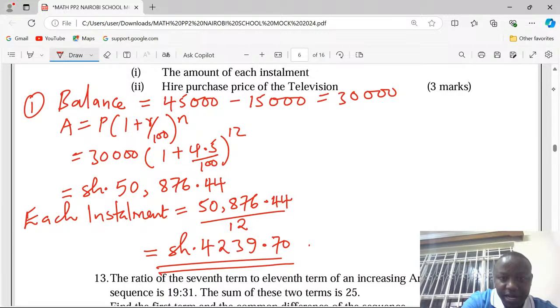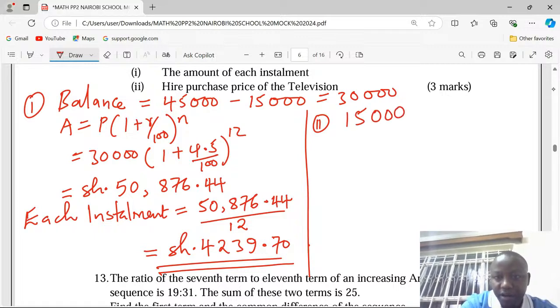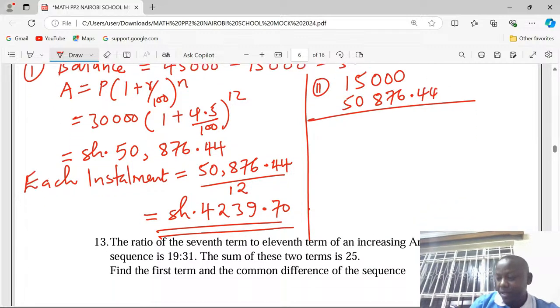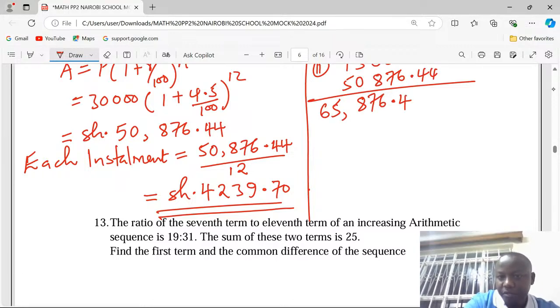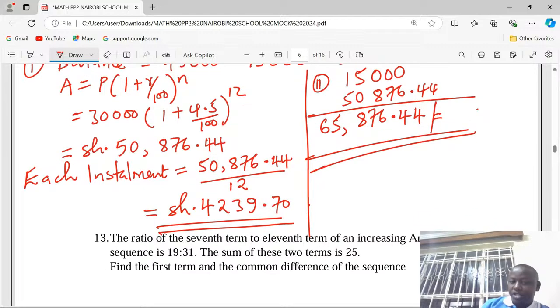We are also told to find in Roman 2 the hire purchase price. So the hire purchase price will be the deposit which had been paid, plus the 50,876.44 finally paid. So we will have a total hire purchase price equivalent to 65,876.44 Kenya shillings. So that will be the amount paid as the hire purchase price.